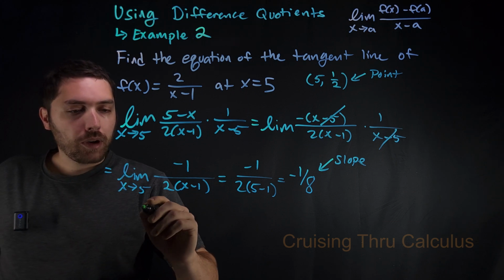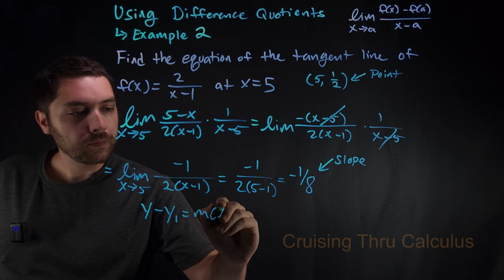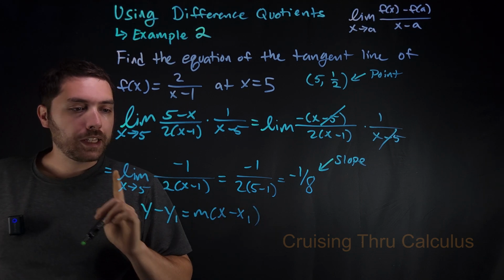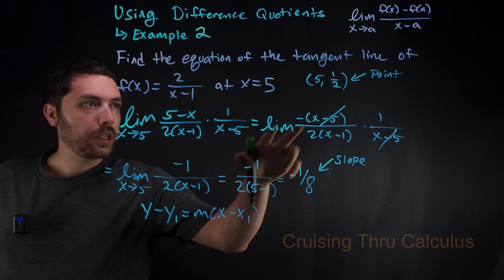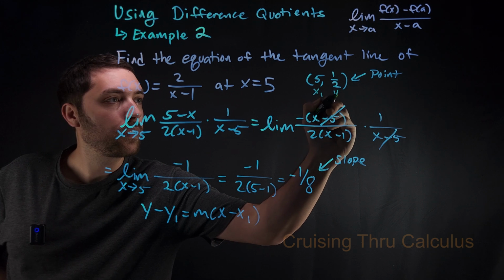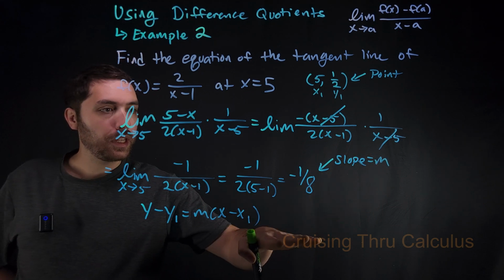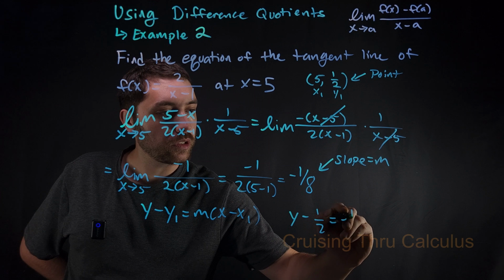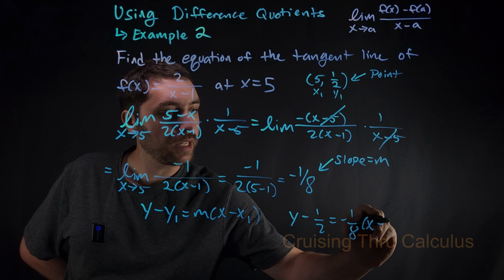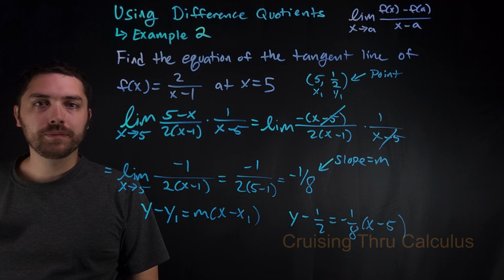All right, now I'm going to use point-slope form, which looks like this. I need a slope and a point, and I can plug it in here. x1 and y1 is our point up here. m is our slope right here. So I just plug everything in. It's going to be y minus 1/2 equals our slope, and then x minus 5. And that is the equation of our tangent line.